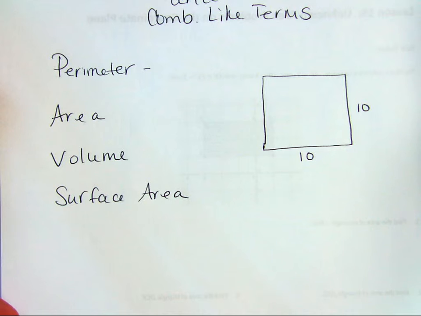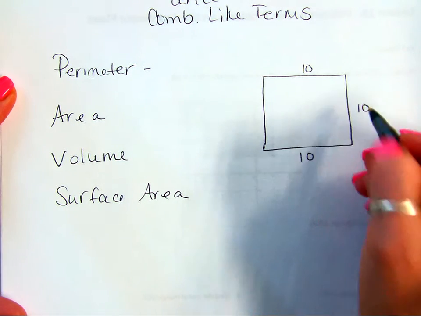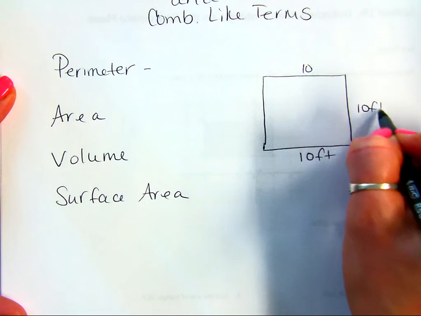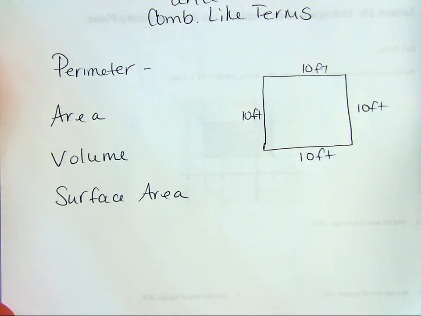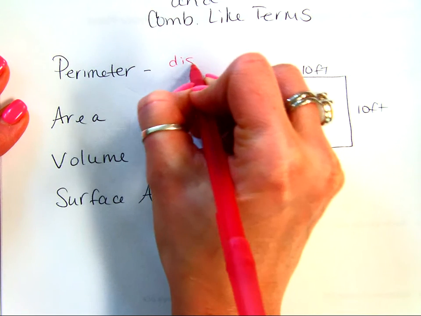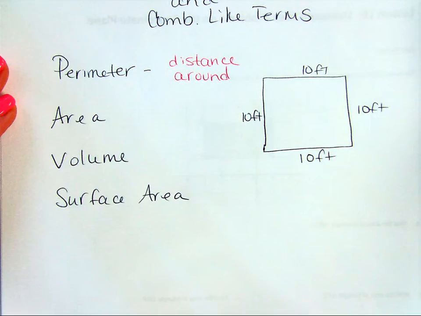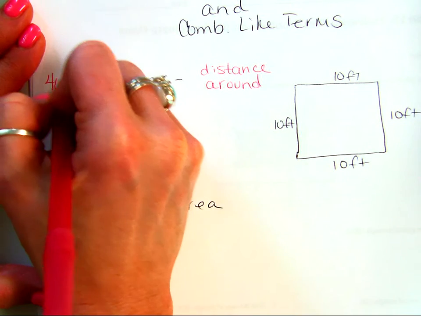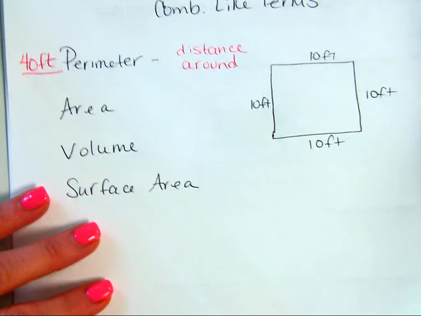40, not 100, okay? Because look, I need 10 feet for this side, 10 feet for this, 10 feet for this side, and 10 feet for this. So if I had to pick words that help describe what perimeter is, it's the distance around. You got it, okay? It's the distance around things. All right? So the distance around here would be 40 feet. That's the perimeter of that.